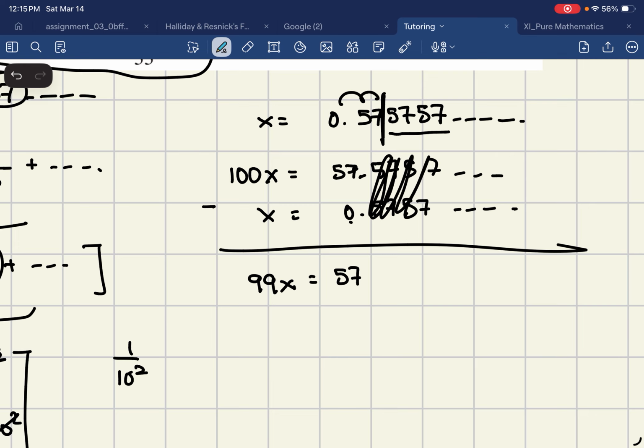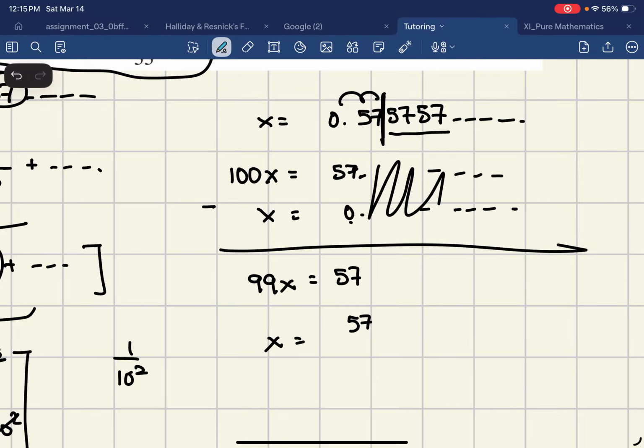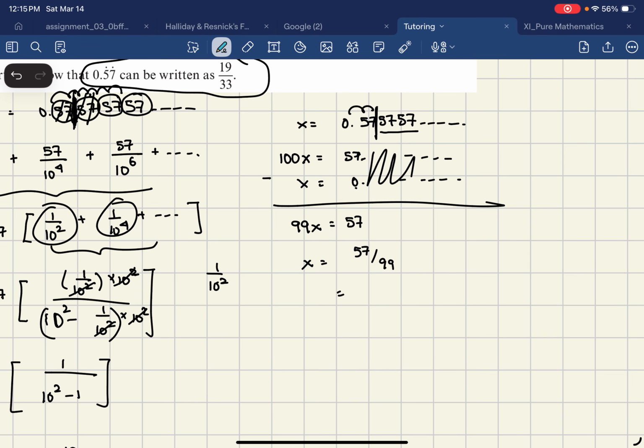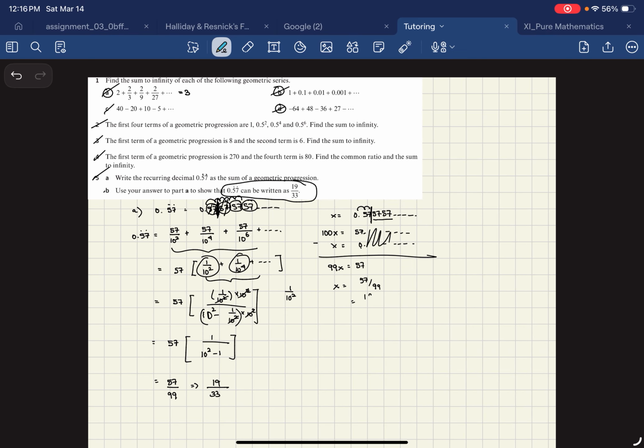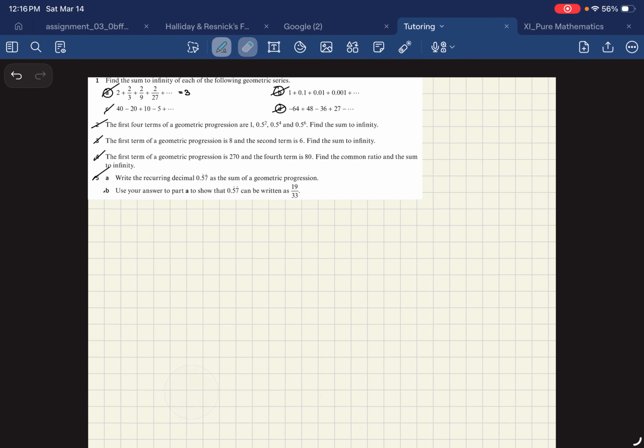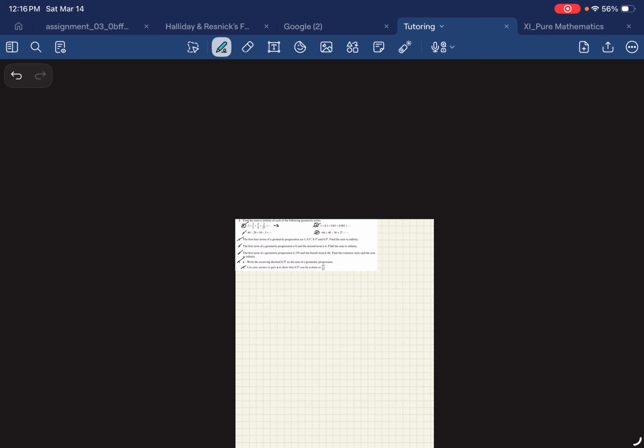And these will cancel out. These are decimal places in the same position. So 5 and 7 will cancel out. And then I have x is equal to 57 over 99, which is just 19 by 33. So that is another way to check your answer. All right, so let's do some more questions.